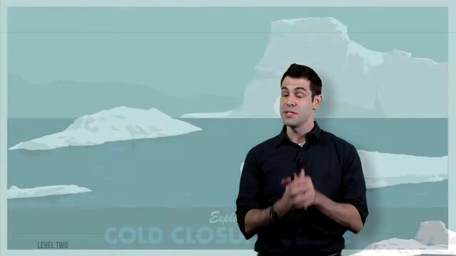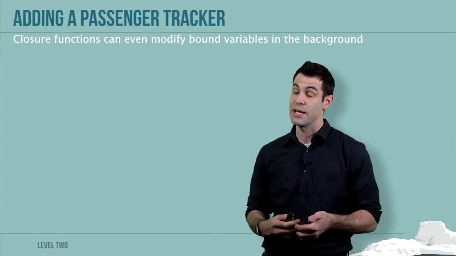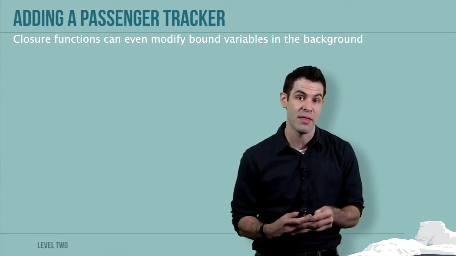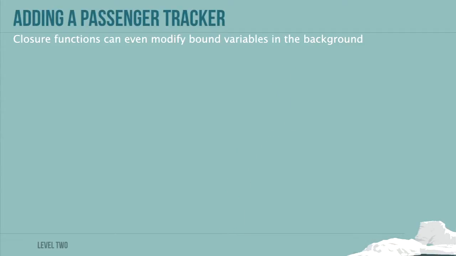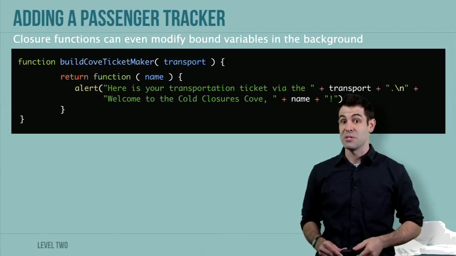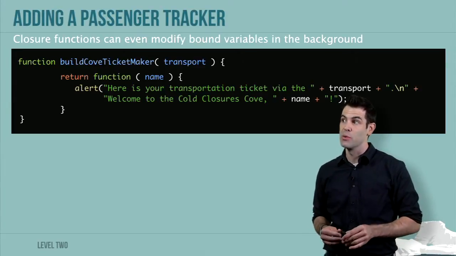Alright, so now in this section, we're going to look at a very important feature of closures, specifically their ability to modify their bound variables in the background. Let's take a look at that. So to demonstrate that specific behavior, we're going to add a passenger tracker to our Build Cove ticket maker.